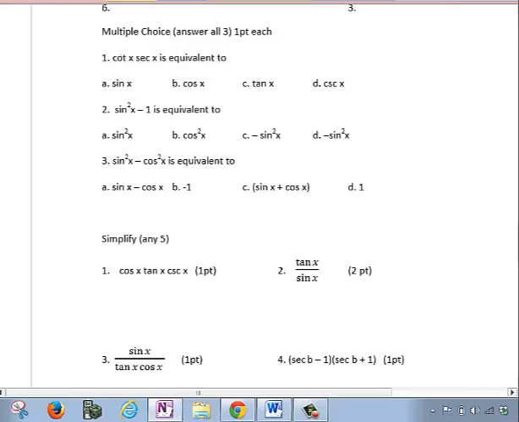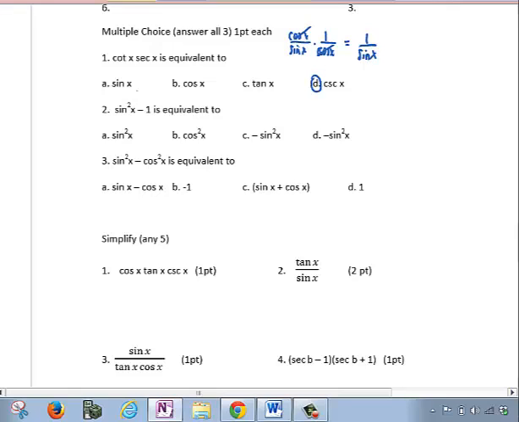And you can see here we have cotangent times secant. Which one is this equivalent to? So you rewrite cotangent as cosine of x over sine of x times secant, which is 1 over cosine of x. They cancel because you're multiplying, and you're left with 1 over the sine of x. You would choose choice D.